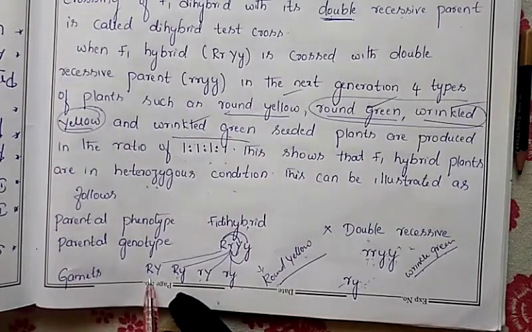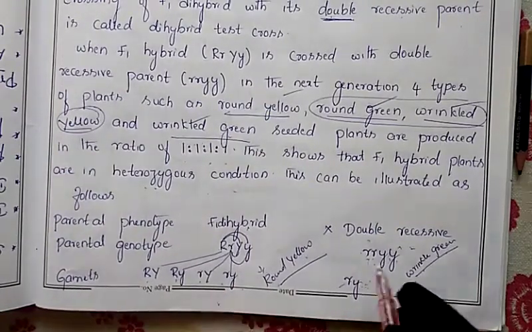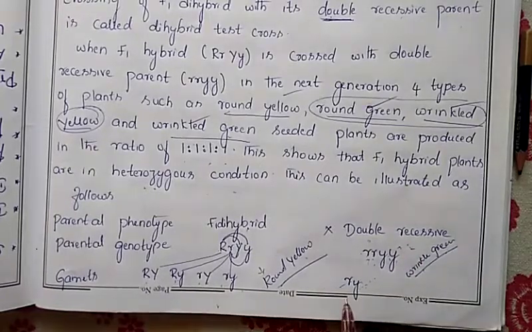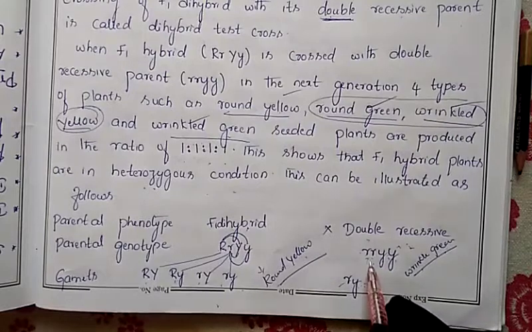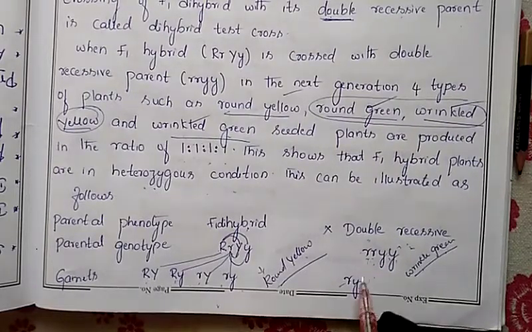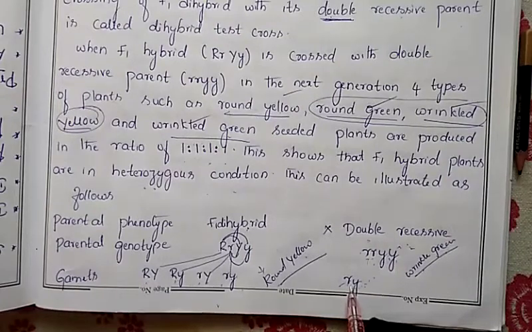So in total, how many gametes did we get here? Four gametes. Whereas the double recessive parent gives only one kind of gamete, because here the two alleles can be removed as it is homozygous. Small r, small r, so we release one gamete. Small y releases one gamete. Like that we get the gametes.